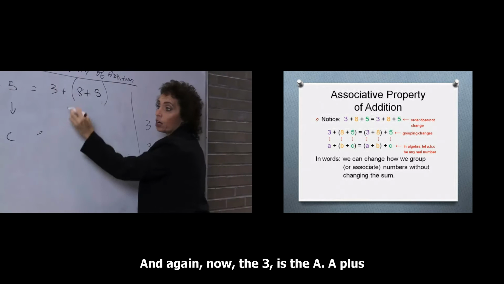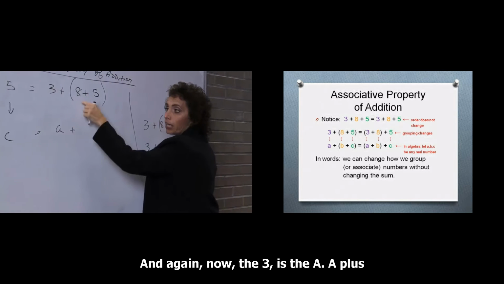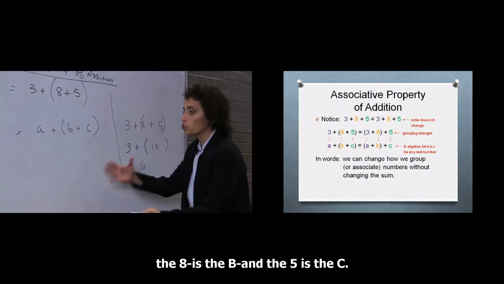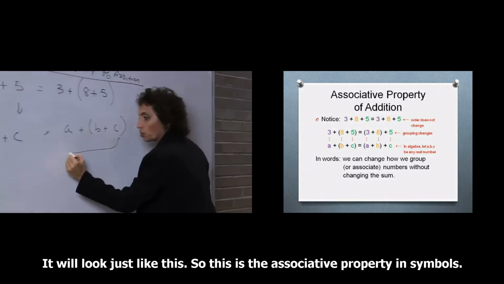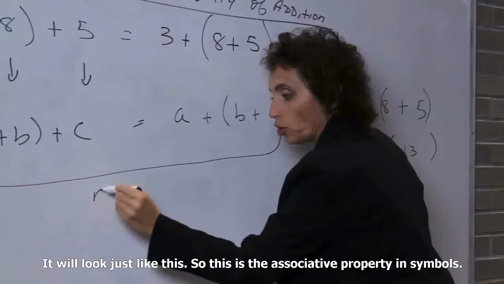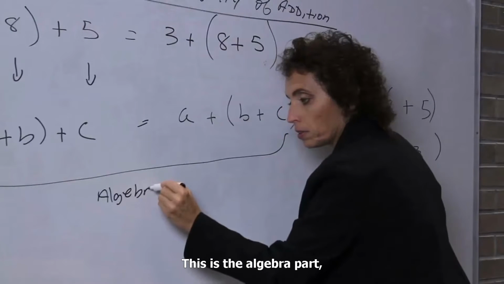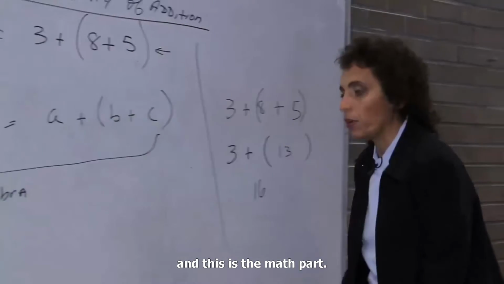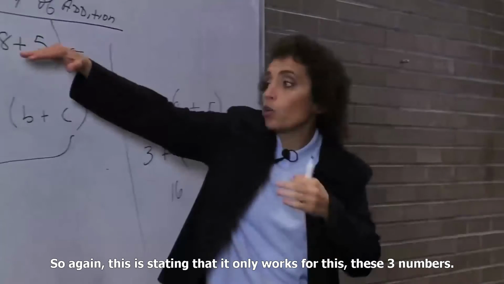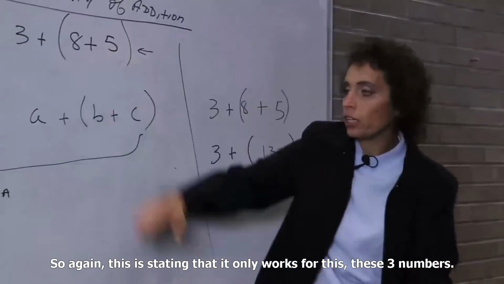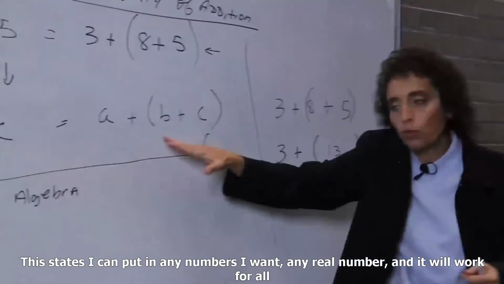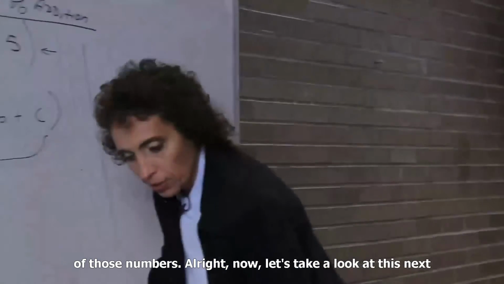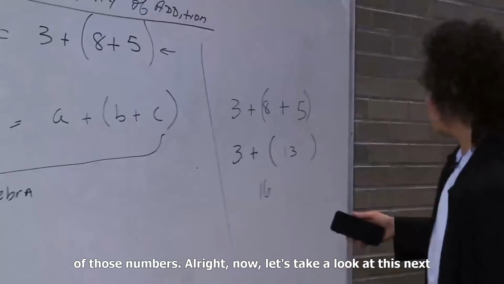And again, the 3 is the A, the 8 is the B, and the 5 is the C. And it will look just like this. So this is the associative property in symbols. This is the algebra part, and this is the math part. So again, this is stating that it only works for these 3 numbers. This states I can put in any numbers I want, any real number, and it will work for all of those numbers.